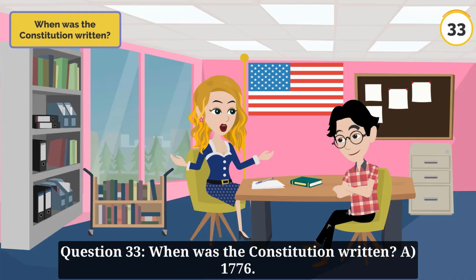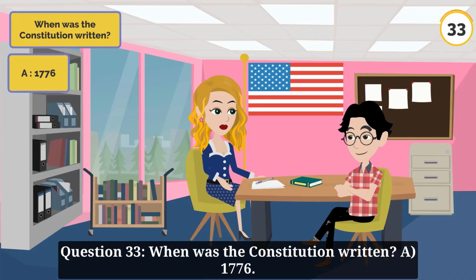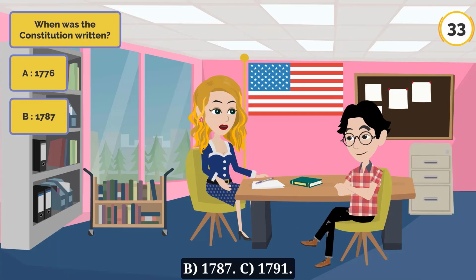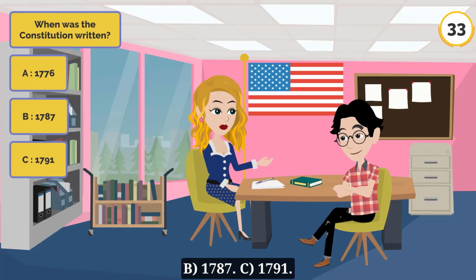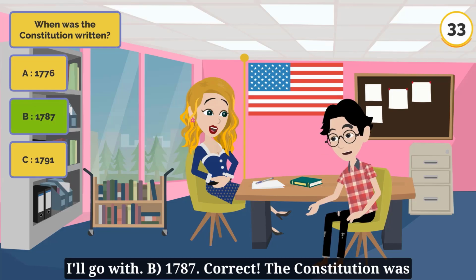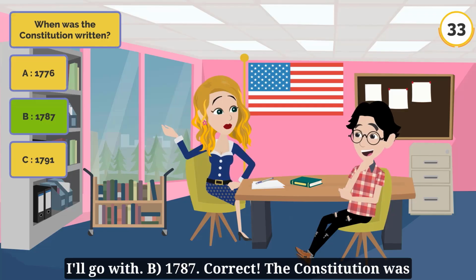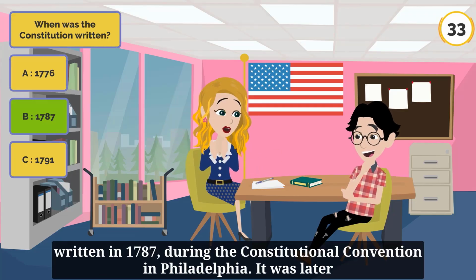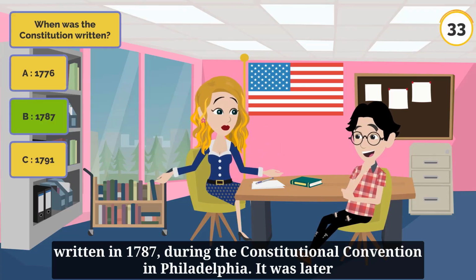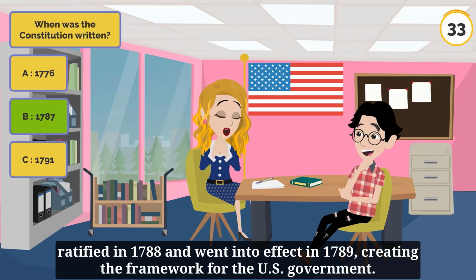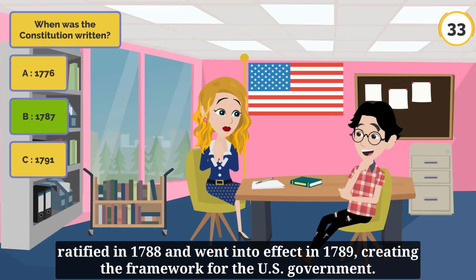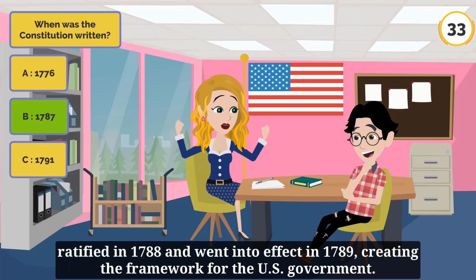Question 33. When was the Constitution written? A. 1776. B. 1787. C. 1791. I'll go with B. 1787. Correct. The Constitution was written in 1787 during the Constitutional Convention in Philadelphia. It was later ratified in 1788 and went into effect in 1789, creating the framework for the U.S. government.